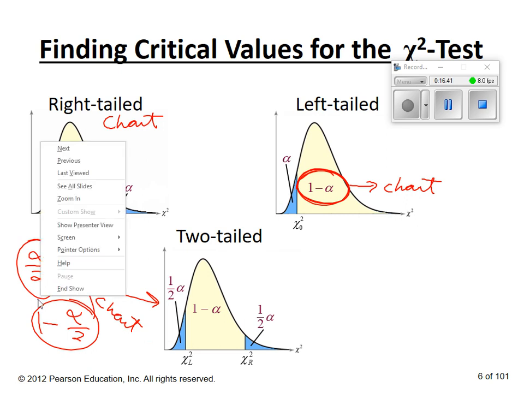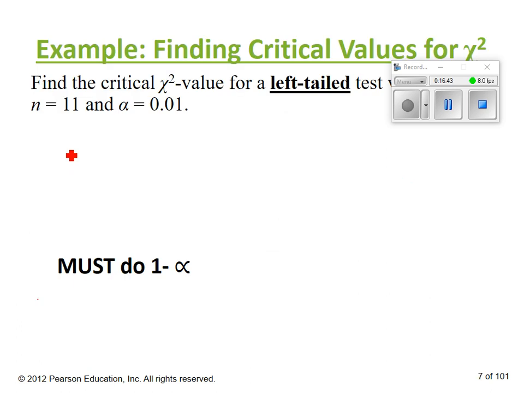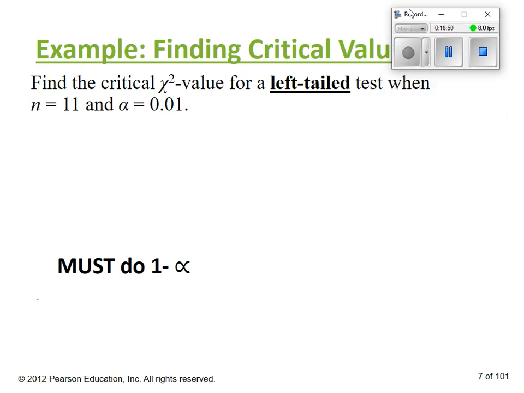How about your charts so we can do them? Find the critical value for a left tail, if n is 11 and alpha is 0.01. So if n is 11, what's our degrees of freedom going to be? 10. So that's 10. And we're going to use the chi-square chart.